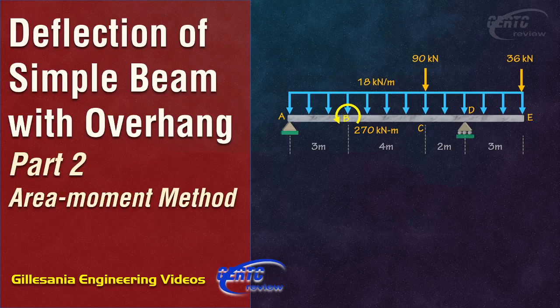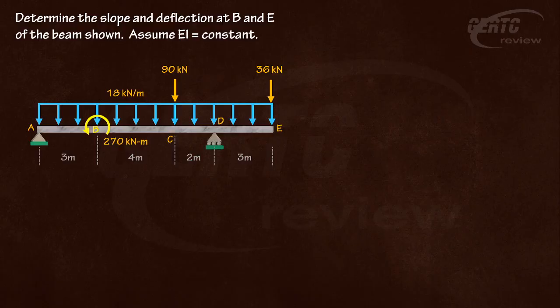Alright, let us have deflection of simple beam with overhang, and let's have the second part of this solved problem. I hope you watched the first part of this video wherein we are required to solve for the slope and the deflection at points B and E, assuming EI is constant. I will assume that you have watched the first part. In that part, we were able to solve the deflection and the slope at B. So in this part, let us solve the other requirement, which is the deflection and the slope at E.